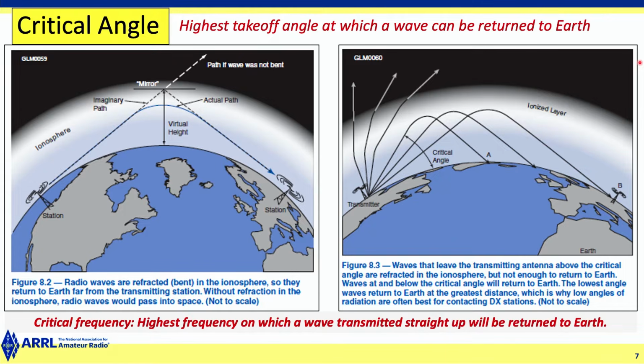And the critical frequency is something that's important. It is the highest frequency on which a wave that's transmitted straight up will be returned to Earth. And the critical frequency is generally 8 megahertz or less. And that's how we are able to use a transmission form called NVIS, or Near Vertical Incident Skywave, and I'll talk about that in just a minute.